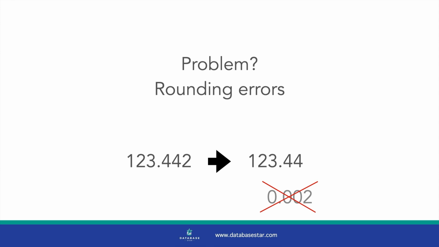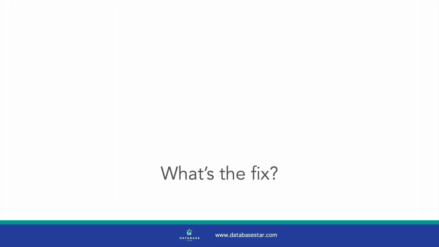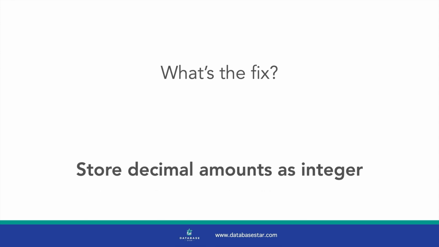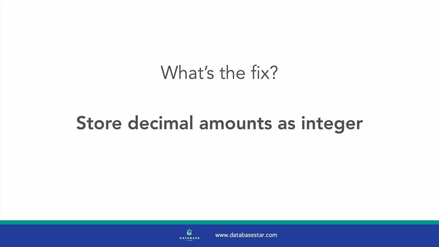But if your application or system places a high importance on the accuracy of numbers, then you need them to be accurate. Even small amounts can cause issues over a large enough scale or large numbers. So what's the fix? The recommendation is to store decimal amounts like this as an integer that represents the lowest level unit that you need.